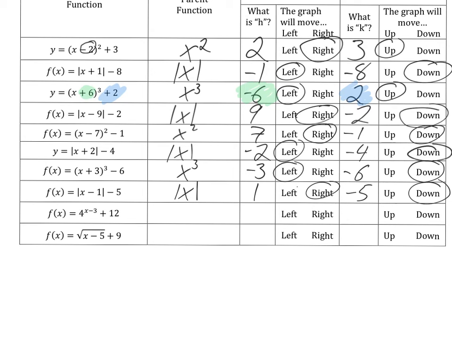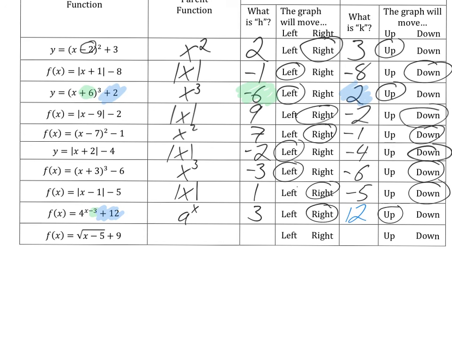The parent function is a to the x. So we always just call it a to the x, just like we did in the notes. What is h? H is positive 3. H is whatever is sitting, what color did I use? Right here. Whatever's right next to the x is my h. My k is always what's off on the end. So my k for this one is positive 12. Looking at this, are we going to the left or to the right? We are going to the right, and we are going up.